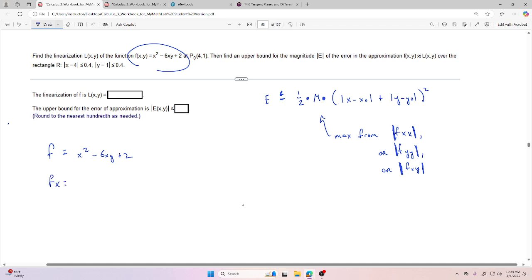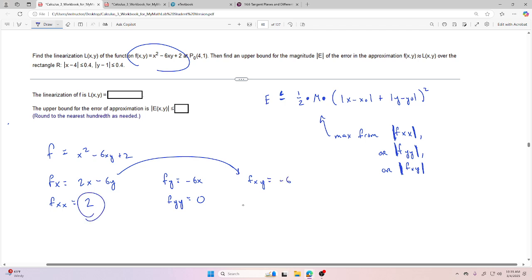So, yeah, that's all we're doing, just subscript x and y. So x, I get 2x minus 6y. Double x, I do just 2, don't I? For y, I get a negative 6x. So for double y I get 0. But then from here, I can do xy, and that'd be the negative 6.